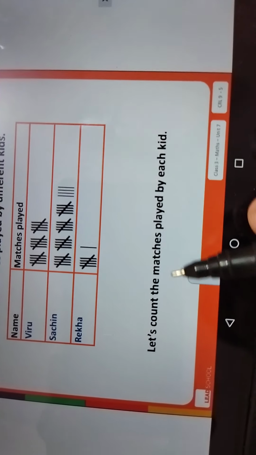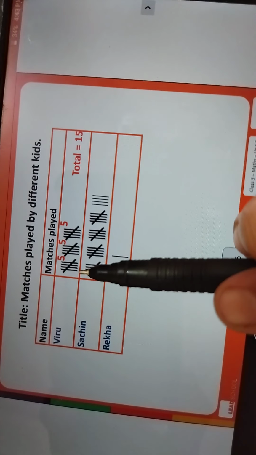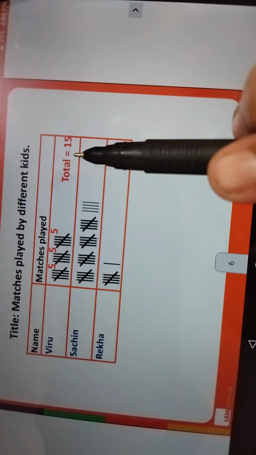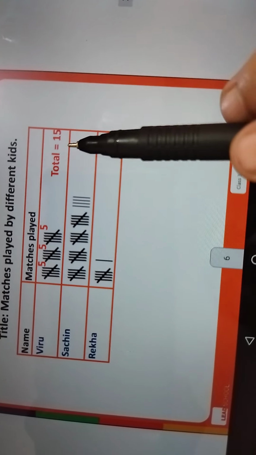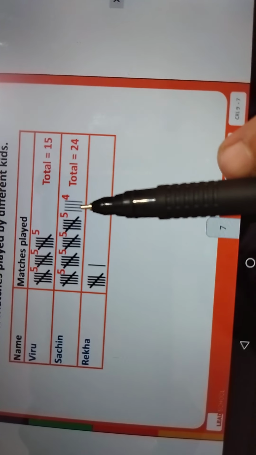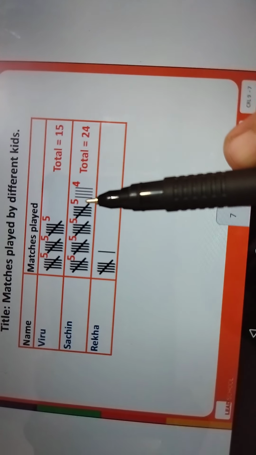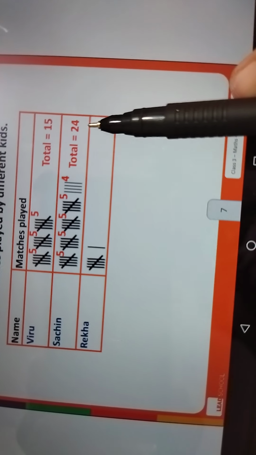Okay. Let's count the matches played by each kid. So, in that, 5 plus 5 plus 5. Total number is 15. Again, 5 plus 5 plus 5 plus 5. Here we count 4 only because the cross mark is not there. So 5, 4 is there. Total number is 24.